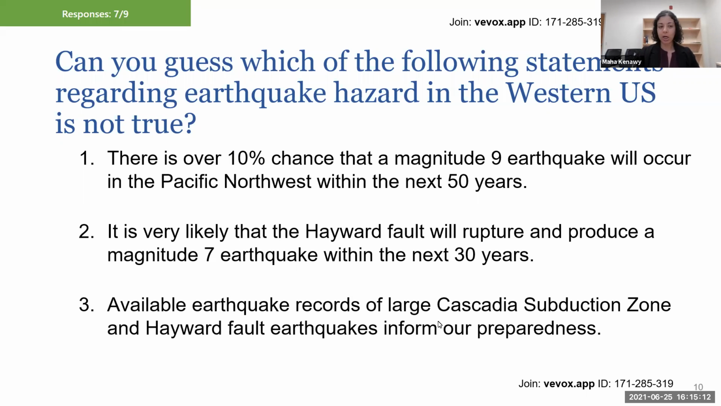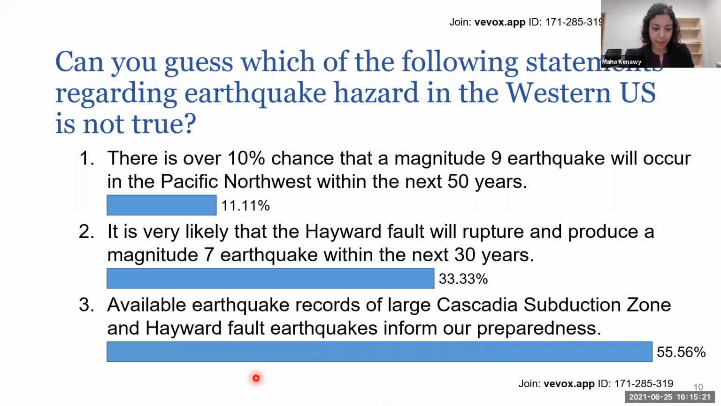All right, let's call it. Okay, so a lot of different answers here, but I see that 56% of you chose the last sentence as the false statement, and that is indeed correct. So yes, we are expecting these large magnitude earthquakes in the Western United States, and there's very large likelihood that they will happen. Maybe not in our lifetime, but we know they will happen.